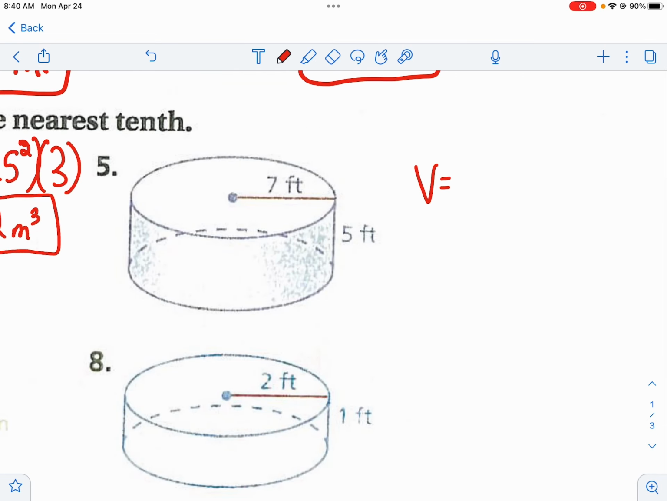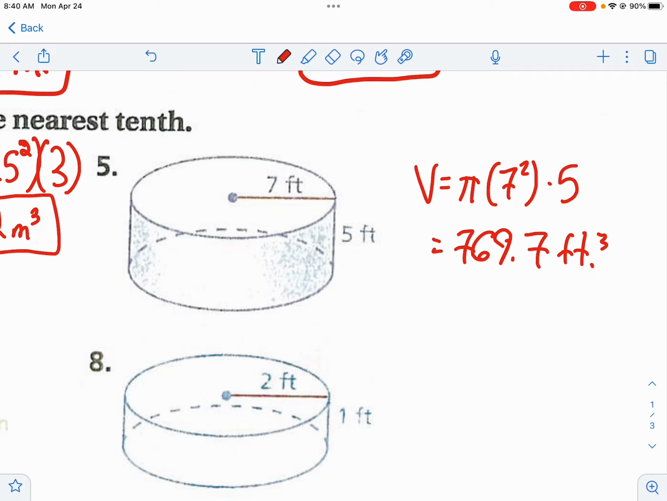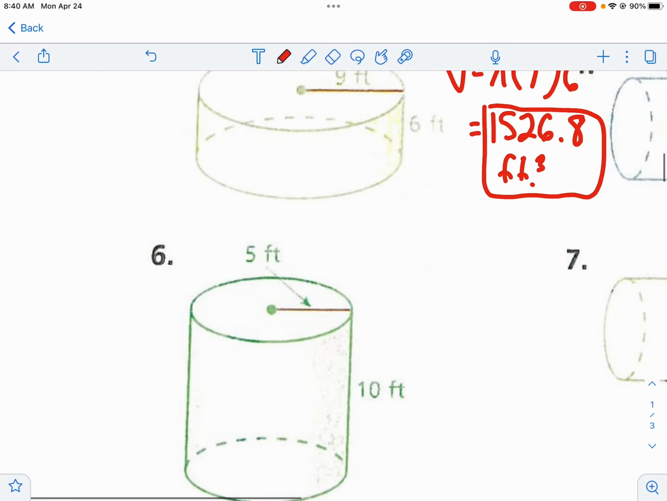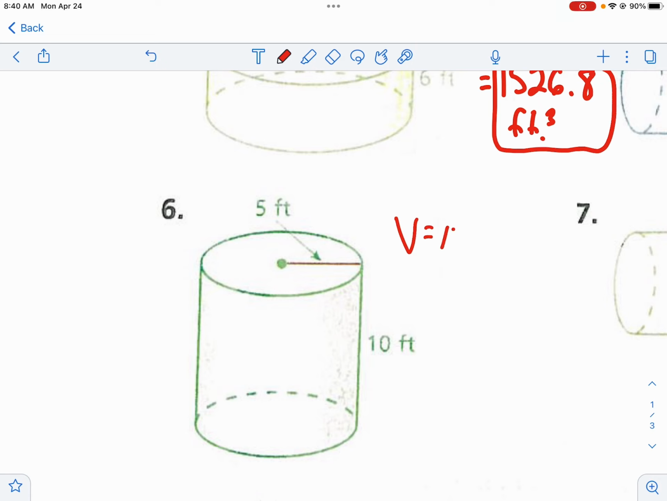Next one, same thing, pi r squared. They give us a radius. This should be an easy one. Pi times 7 squared times the height of 5. That'd be 49 times 5 times pi, which is 769.7 feet cubed. Number 6, V is equal to pi times 5 squared times 10 times 10. 250 pi, multiplying that 25 and that 10 together gives me 785.4 feet cubed.